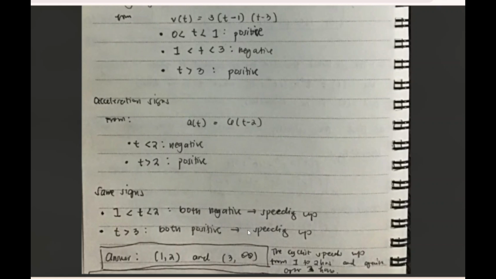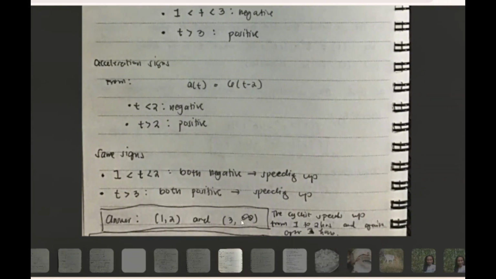Therefore, since all these signs match from velocity and acceleration, our answer is (1, 2) and (3, positive infinity). This means it includes numbers that are greater than 3. Therefore, 3 is included, and the 1 and 2 here are also included. Therefore, the cyclist speeds up from 1 to 2 hours and again after 3 hours.